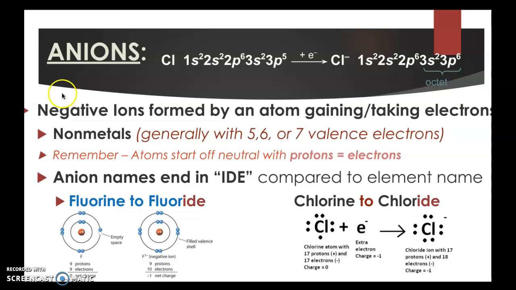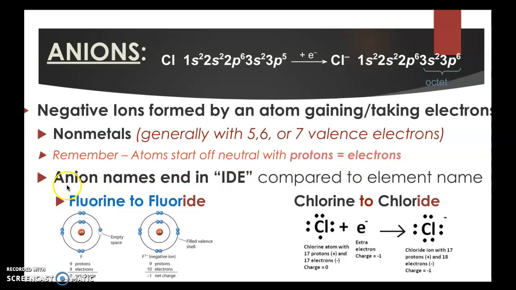So anions are negative ions formed by an atom gaining or taking electrons from something like a metal. The nonmetals usually have 5, 6, or 7 valence electrons. So it's easier for them to just gain electrons to fill up that outer energy level and gain that octet rule. And remember, the atoms start off as being neutral. So now when these nonmetals are gaining electrons, it's going to form a negative charge.